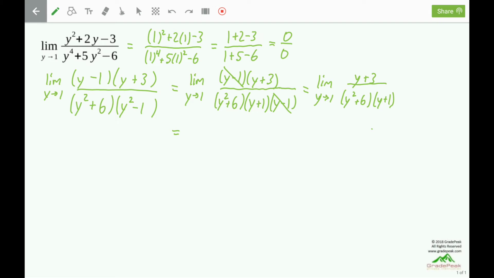And we can now retry the 1. We should no longer have 0 over 0 since we've removed the factors that were making that happen. In the numerator, we'll have 1 plus 3. In the denominator, we will have 1 squared plus 6 times 1 plus 1. In the numerator, 1 plus 3 is a 4. In the denominator, 1 squared is a 1 plus a 6 is a 7. 1 plus 1 is a 2. And we'll end up with 4 over 14, which reduces to 2 over 7.